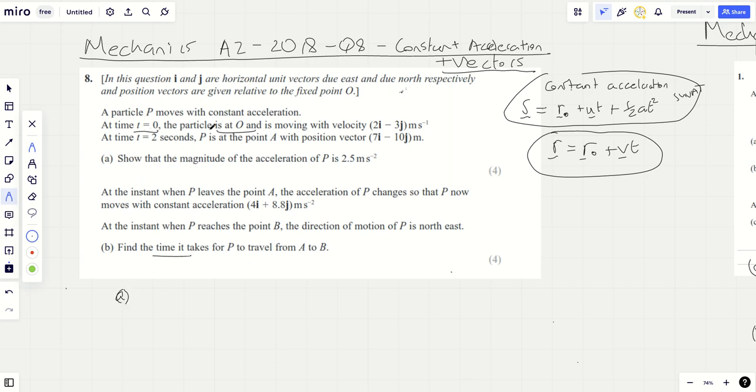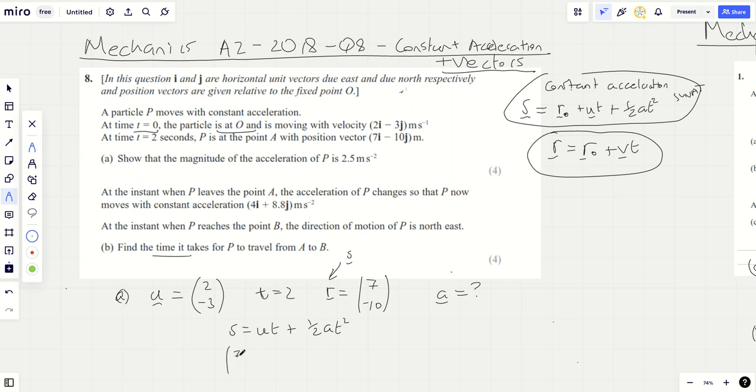Right, so what have we got here? We know at time t equals 0, the initial velocity is 2, minus 3. So u is 2, minus 3. We know after 2 seconds, t equals 2, the position vector, so that's like r or s, is 7, minus 10. Remember, r and s are interchangeable in these questions. So you've got s, u, t, you want to find a, but because it starts from the origin, you can treat r0 as 0, so when t is 0, s should be at 0, 0. And so you can use s equals ut plus half at squared, which is what I'm going to do.